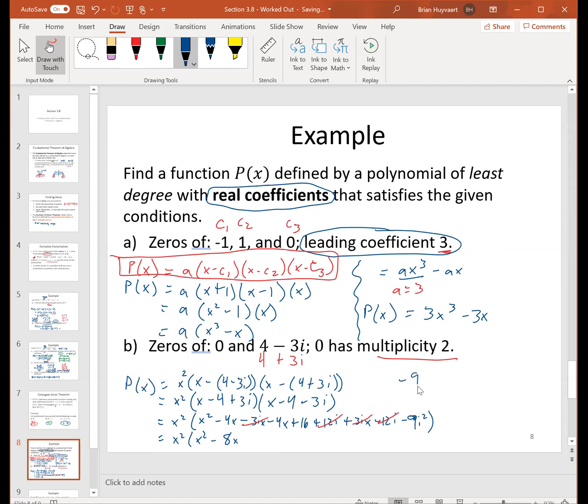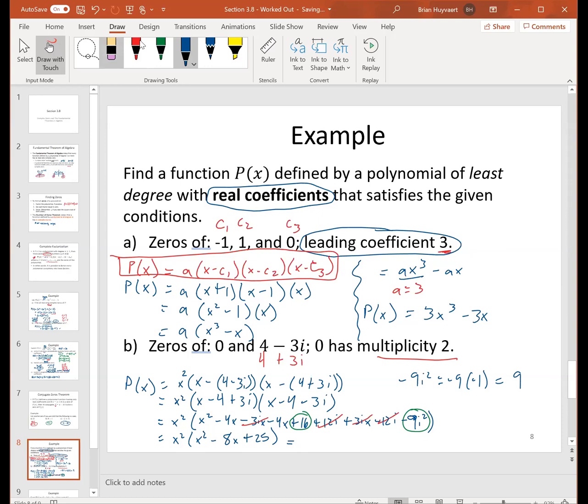Negative 9i squared. Well, where have I seen i squared before? I guess that's just negative 1. So negative 9 times negative 1, positive 9. So we're going to say plus 16 from here, and then plus 9 from here. So we're going to get plus 25. Oh, brilliant news. We've got all real coefficients now. The only last thing we want to do is distribute that x squared.